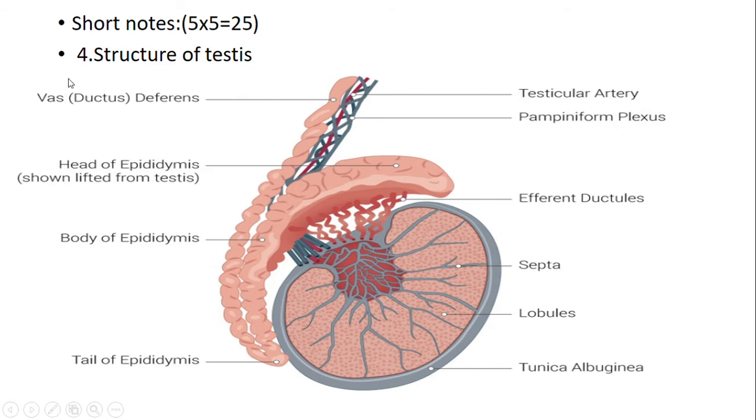The fourth question is the structure of testis. This is the structure of testis which have the vast differences: head of epididymis, body of the epididymis, tail of the epididymis, and testicular artery, efferent ductus, septa, lobules, and tunica albuginea.